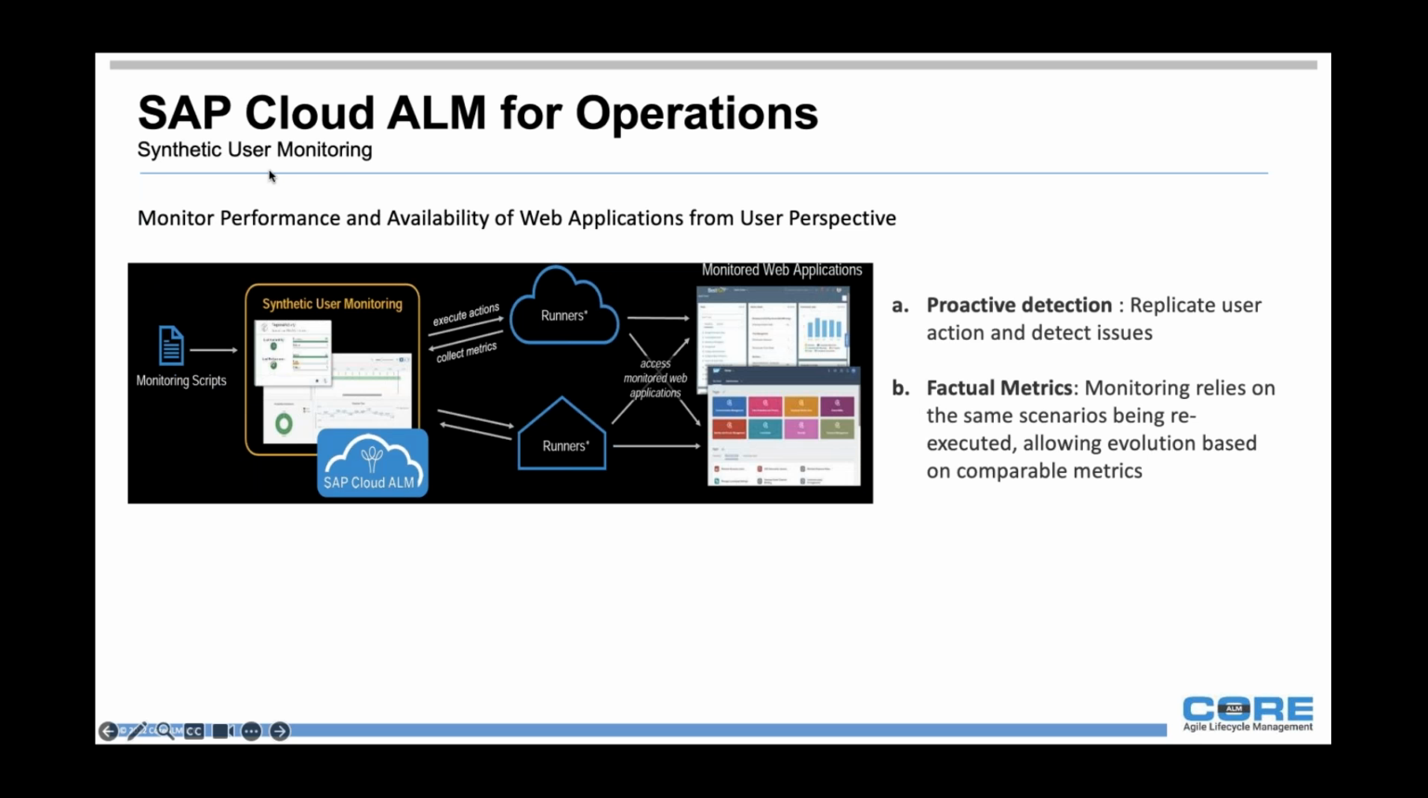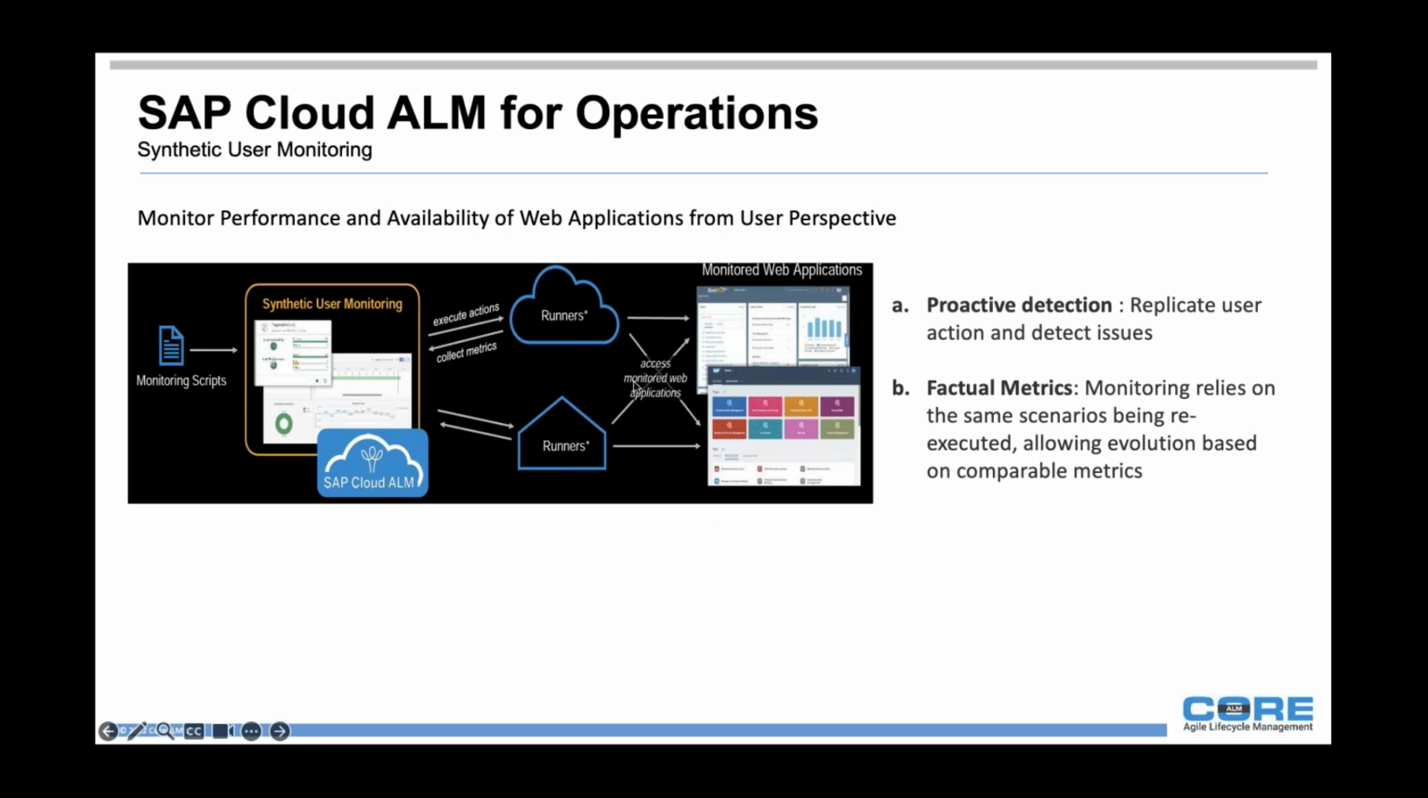And then you have synthetic user monitoring. As I said, it's proactive, and it gives factual metrics, because these scripts are executed a lot of times. Let's say you have a script scheduled to be executed every minute, so you will have factual metric collection of data that is collected consistently across a time frame, so that you will have comparable metrics to evaluate where something is going wrong.